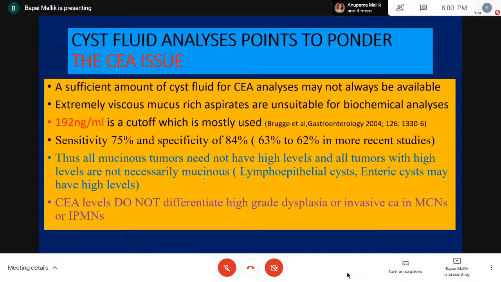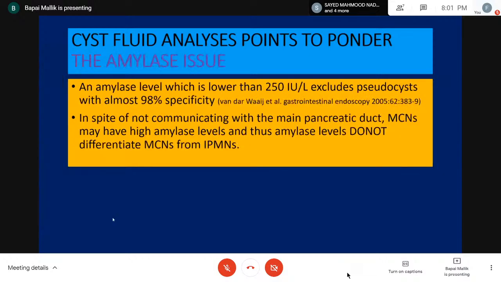One of the biggest party crashers in this should be the lymphoepithelial cysts, and even some enteric cysts, which are pretty rare, which can show very high CEA levels. Next, point to remember, as much as we would like it to be, CEA levels do not differentiate high-grade dysplasia or invasive carcinoma in MCNs and IPMNs. So you cannot look at the CEA level and say that because the CEA level of this particular mucinous lesion is much higher than others, it is more likely to harbor high-grade dysplasia or malignancy. No, that is not the case. CEA levels do not correlate with malignancy.